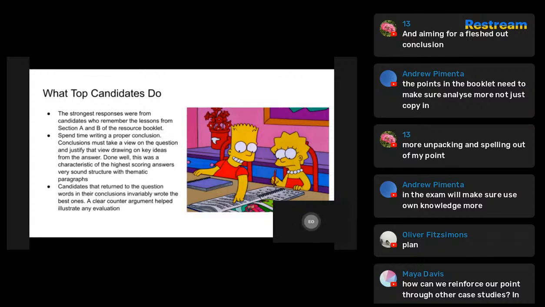Okay, plan in the exam. Make sure you use more knowledge. Okay, more unpacking and spelling out of my point. The points in the booklet need to be made sure that you analyze, not just copy in. Okay, good.